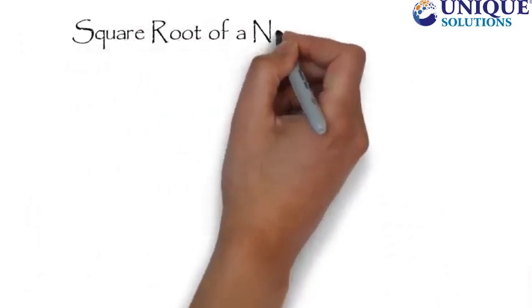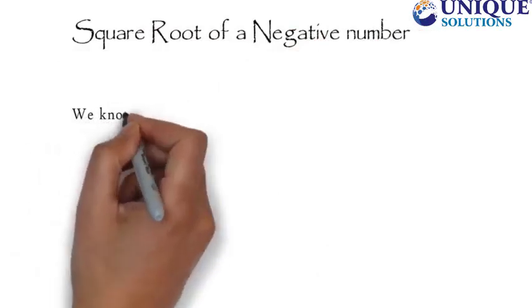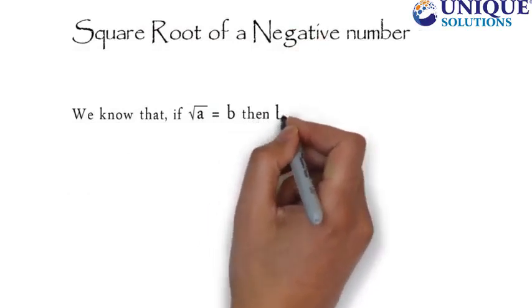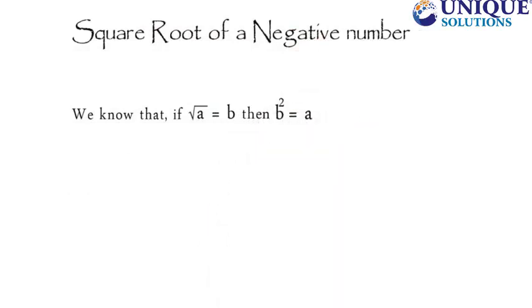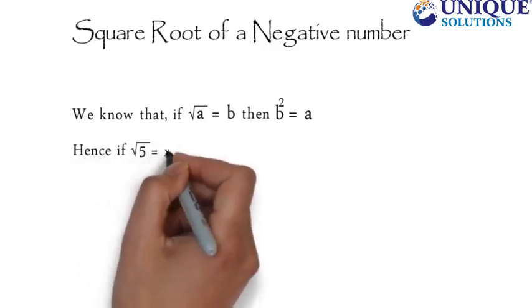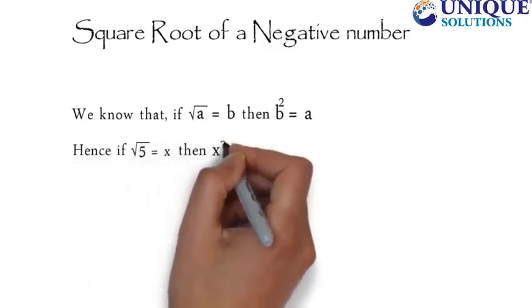Square root of a negative number. We know that if square root of a is equal to b, then b square is equal to a. Hence, if square root of 5 is equal to x, then x square is equal to 5.